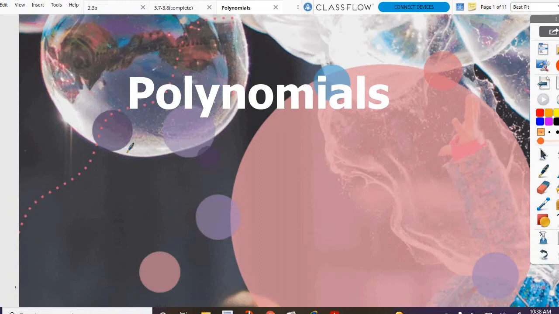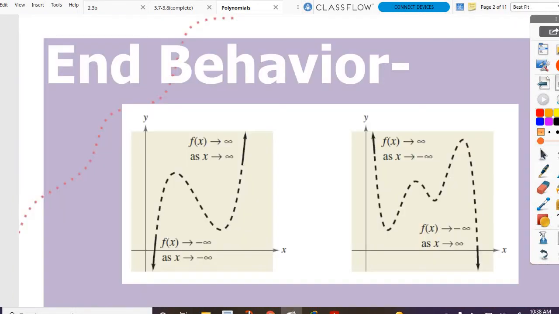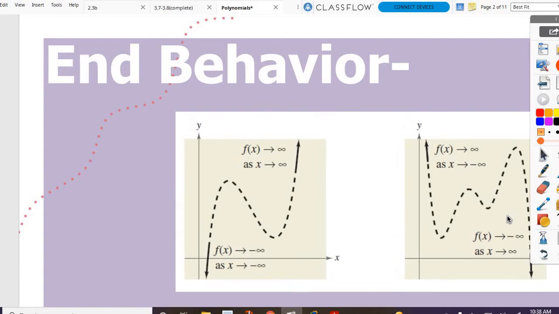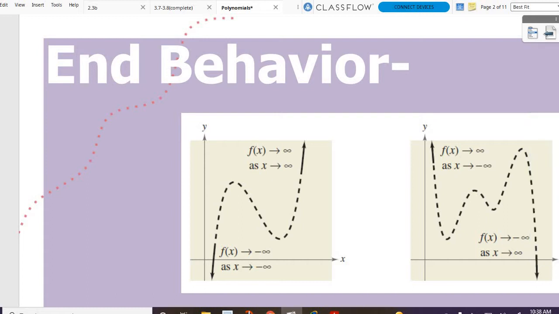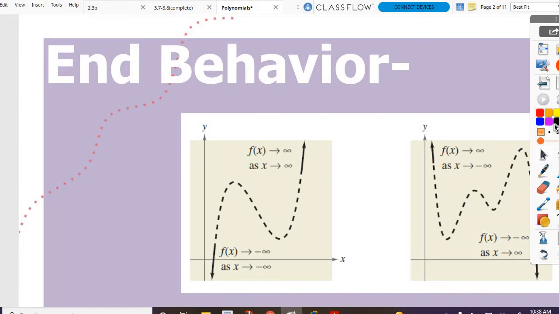So for today, we're going to look at some of our graphing properties. The first thing that we're going to look at is our end behaviors. So ends, meaning the ends of the graph. It doesn't really matter what happens in the middle, so that's why there are dashed lines, because it's saying I'm just looking at the ends.